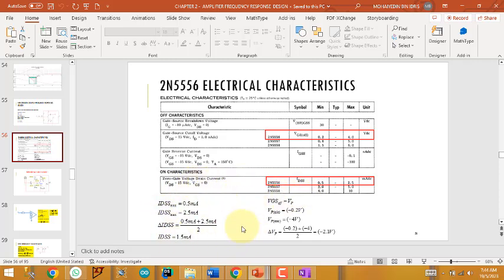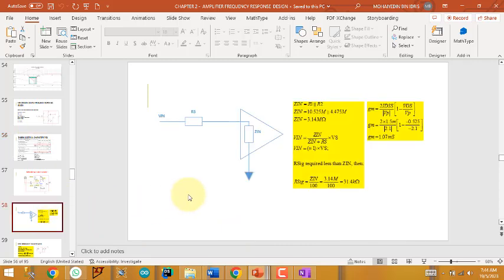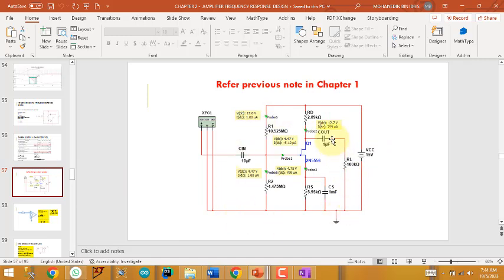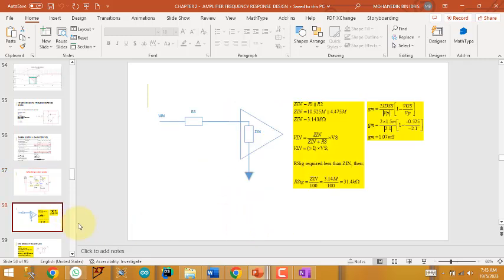Okay, so we take the middle point. In here we have the minimum and the maximum value, so we take the middle point of the value. So we can obtain the value of IDSS around 1.5 milliampere, and for the pinch-off voltage VP around negative 2.1 volt. This is from our previous slide from chapter 1. So this is the value of resistor which we obtained here, so we get all the DC parameters.